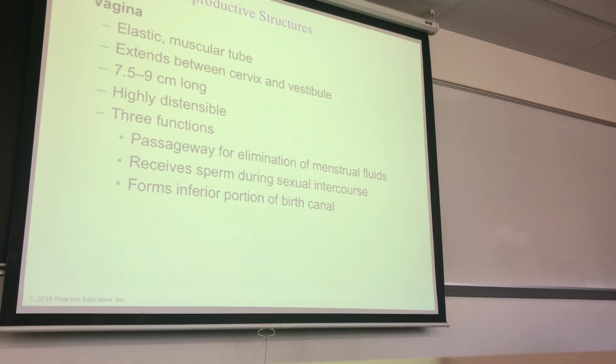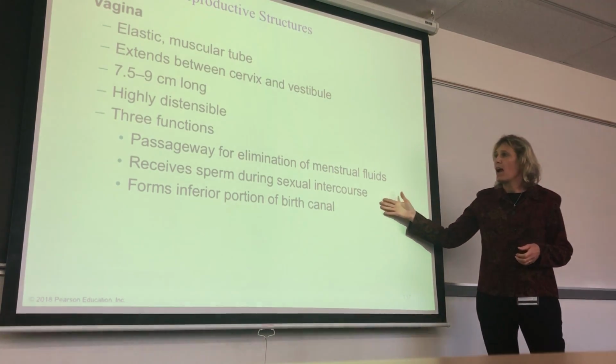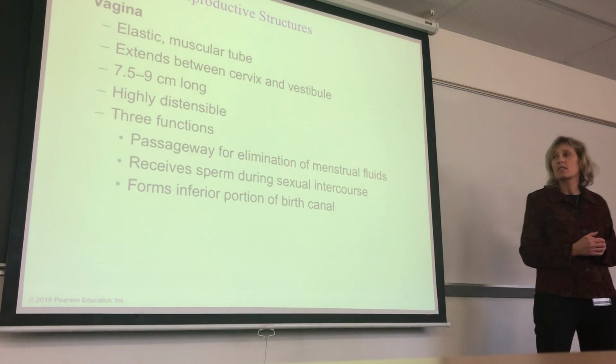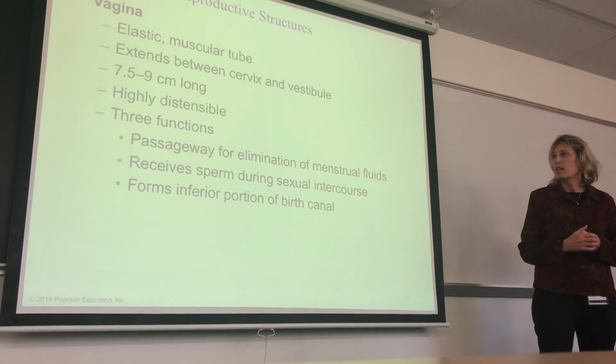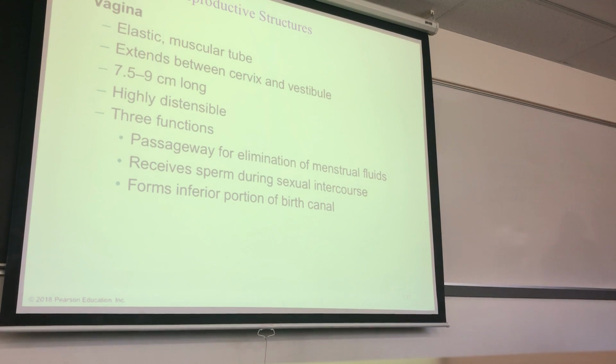All right, as far as the vagina goes, the vagina is a muscular tube as well. This muscular tube is a passageway for the lining of the endometrium as it sheds each month. It's a passageway to eliminate the shedding. It's also a passageway to receive the sperm during sexual intercourse. And it also forms the most inferior portion of the birth canal.